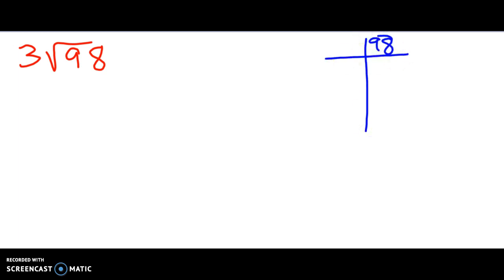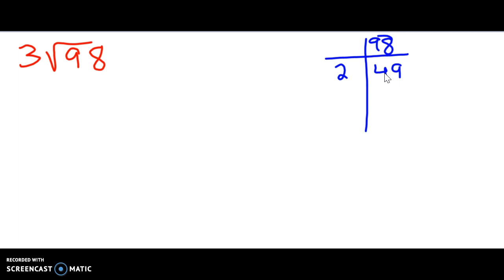We always start with the number 2 and see if our number is divisible by 2. So I would type in my calculator 98 divided by 2, and I get 49. So I would put a 2 here and a 49 here. Now I'm going to be breaking down 49. And again, I start with 2. 49 divided by 2 is not a whole number. It's 24.5. So if it's not divisible by 2, we have to divide it by 3.